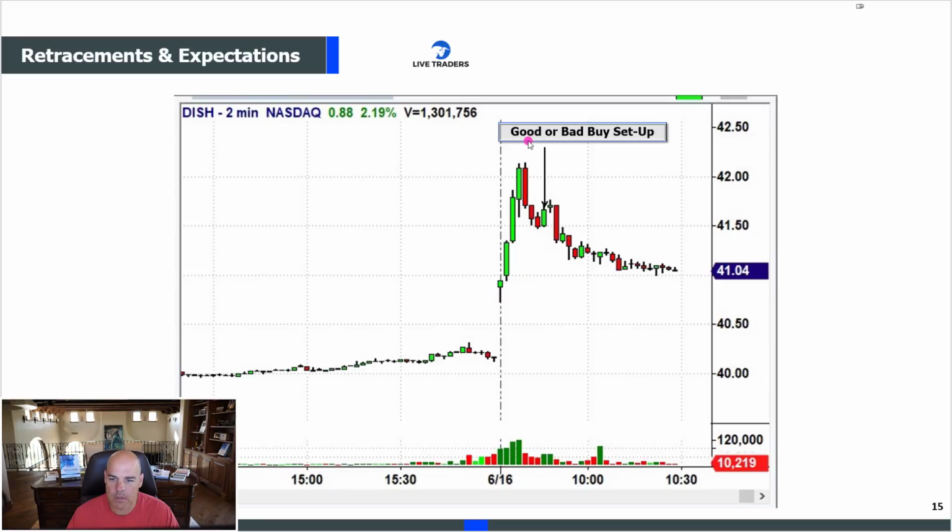Gap up, rips. Goes from 40.70 all the way up to 42 plus. Red engulfing bar, pulls back, bounces. Good or bad buy setup? Now, what I should have done is not shown you the future, because many of you new people would be like, oh, it's a terrible buy setup. Why? It didn't work. That's why, Jared. Is this a good buy setup or a bad buy setup? What do you guys think?